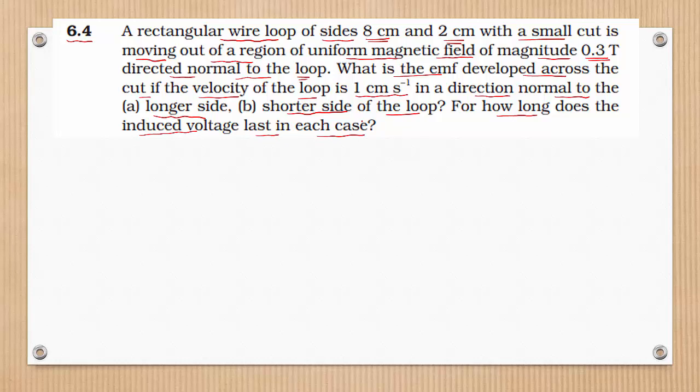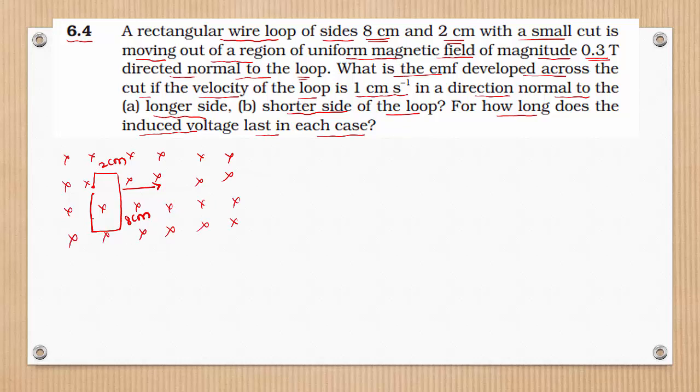See here, it is given a rectangular wire loop. This rectangular wire loop has sides 8 cm and 2 cm with a small cut. You can take this as the small cut. This is a rectangular loop and it is moving. Where is it moving? It is moving in a uniform magnetic field. Let us consider this is the uniform magnetic field. In this region, this rectangular loop is moving. When it is moving in a uniform magnetic field, the magnetic flux linked with this rectangular loop changes, and induced EMF takes place, which we have to calculate.